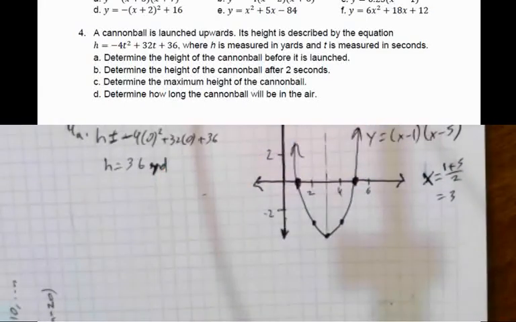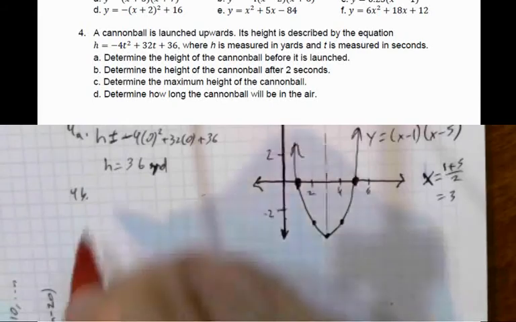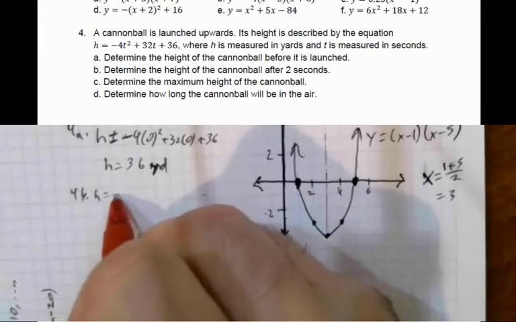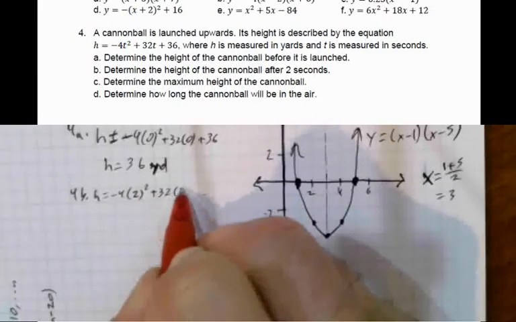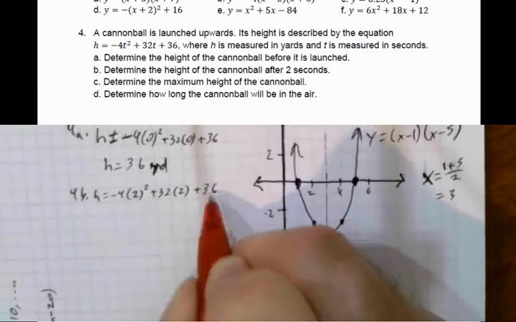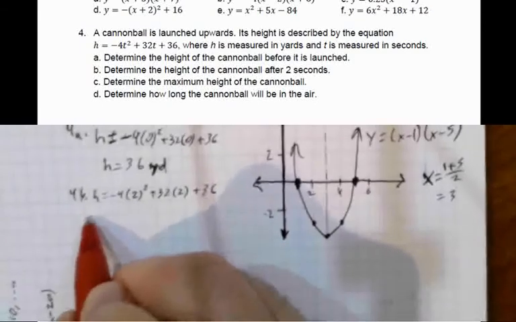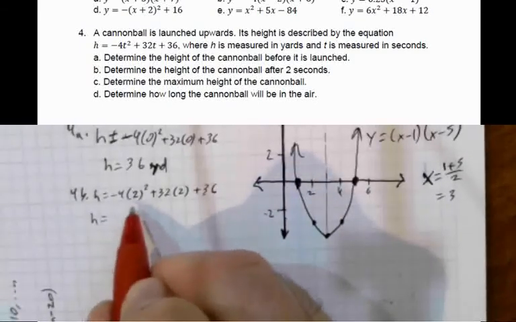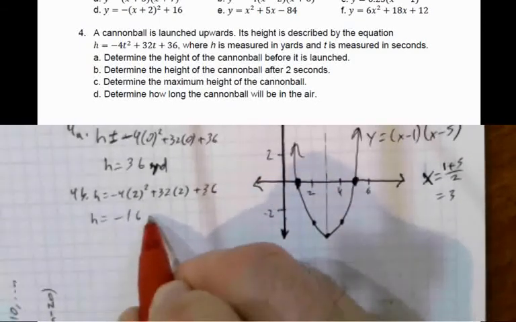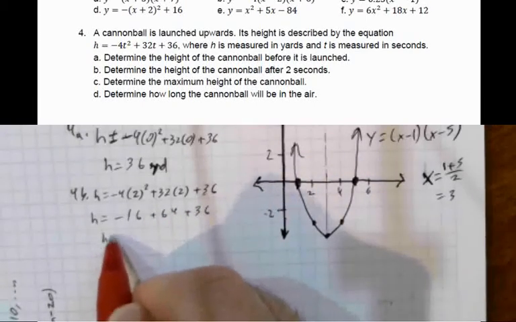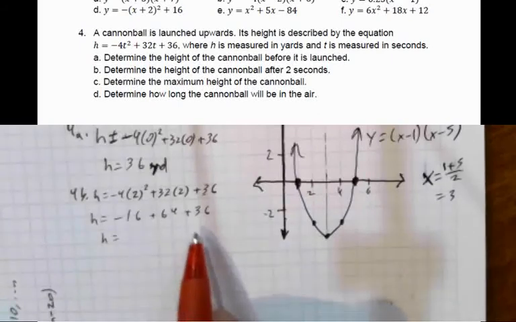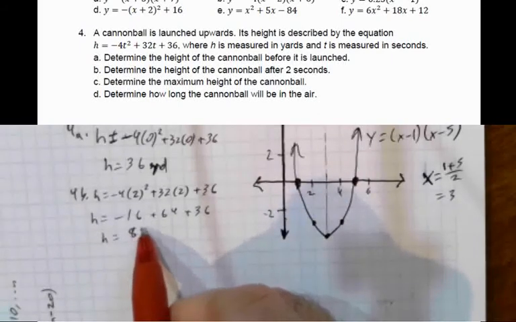36 yards. For B, determine the height of the cannonball after 2 seconds. So minus 4 times 2 squared plus 32 times 2 plus 36. This is going to be negative 16 plus 64 plus 36. Adding these together, we end up with 84 yards.